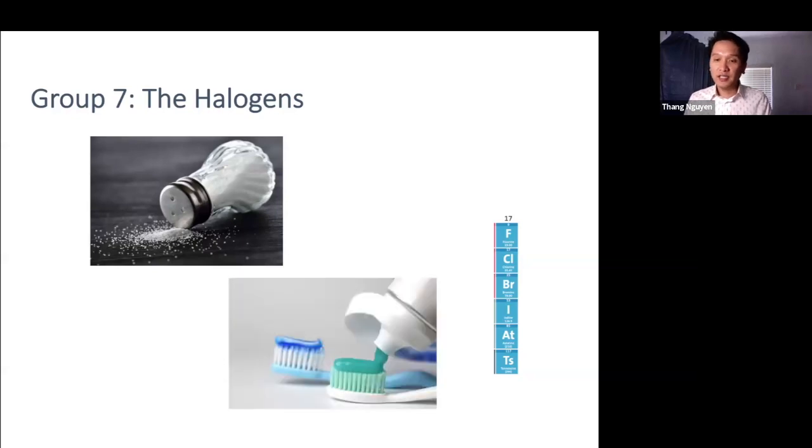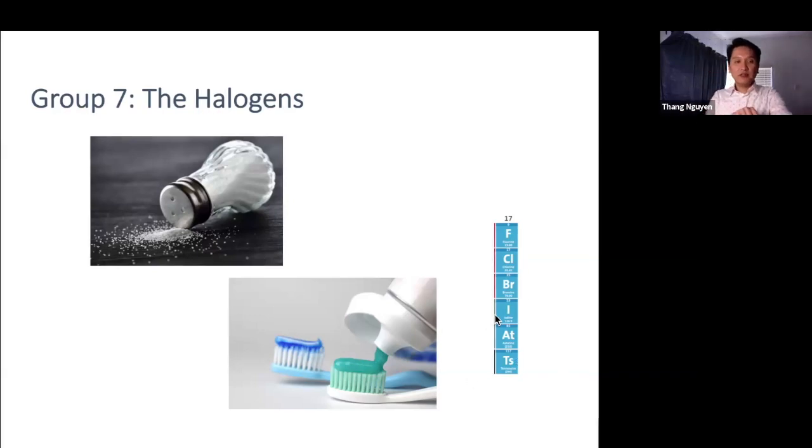Another salt is the fluoride that's in your toothpaste, right? There are no real pictures to show fluorine and chlorine because they're gases, but when they're combined with other things, they are solids, as you can see here. This is group 7, including fluorine, chlorine, bromine, iodine, astatine, and tennessine. Again, the ones on the top are a little bit more well-known than the ones on the bottom.